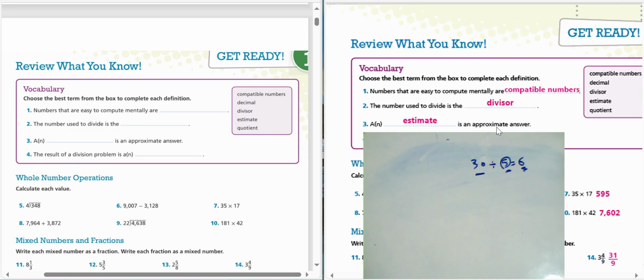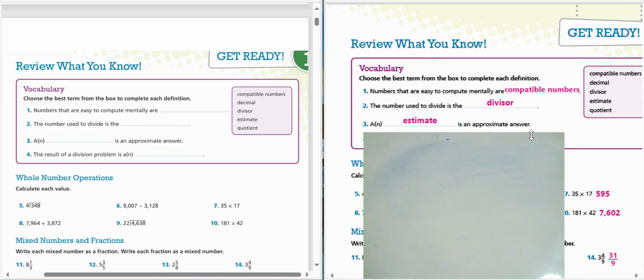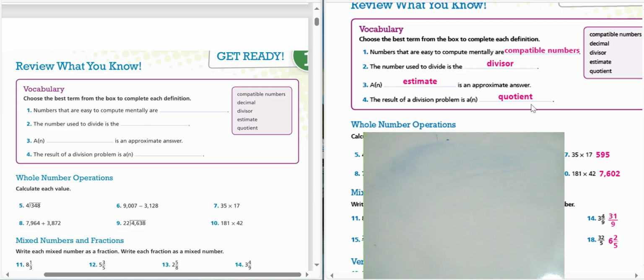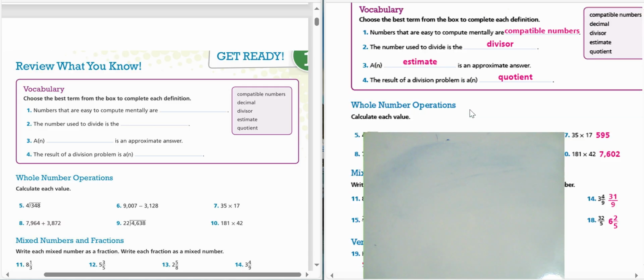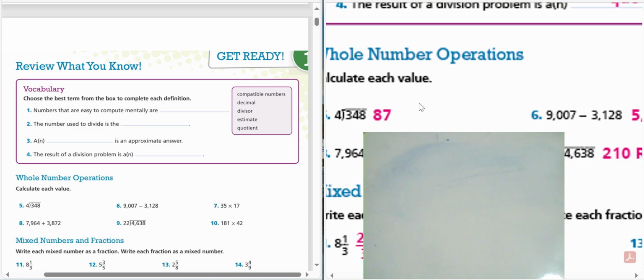Next question, number 3. An approximate number. It's rounding. Rounding means estimating or approximating to the nearest number. Question number 4. The result of division, we call this the quotient. The quotient is the result of a division problem. Whole number operation. Calculate each value. He wants us to find the value of each one here.